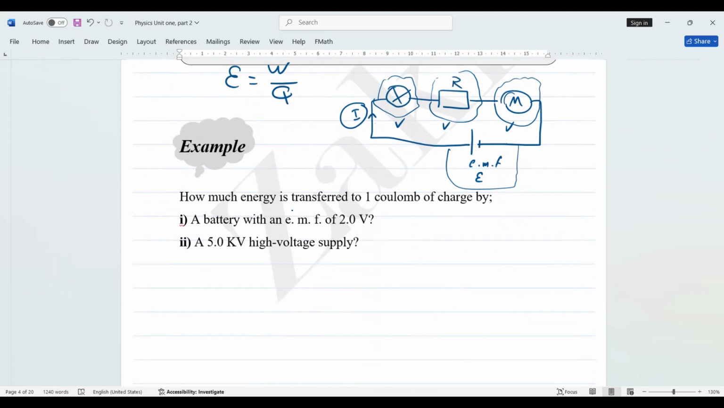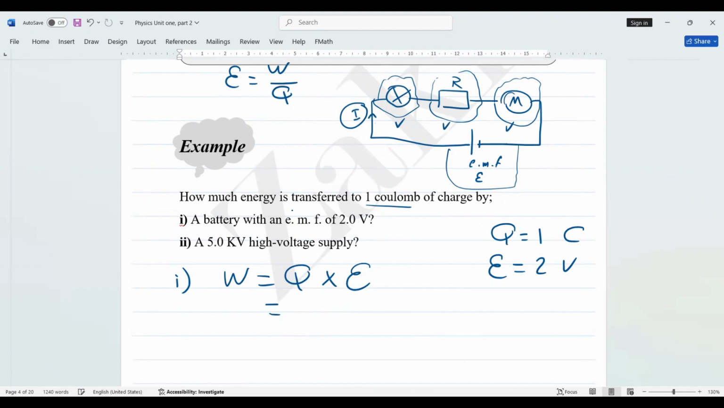How much energy is transferred to 1 coulomb of a charge? So Q equals 1 coulomb, with a battery of EMF 2 volt. Now we need the energy. The energy equals Q times V, or EMF. Q equals 1, EMF is 2, then the answer is 2 joule of energy.